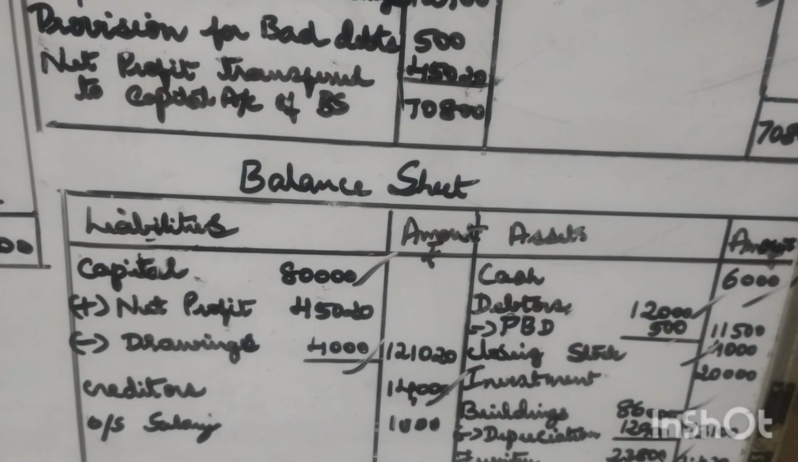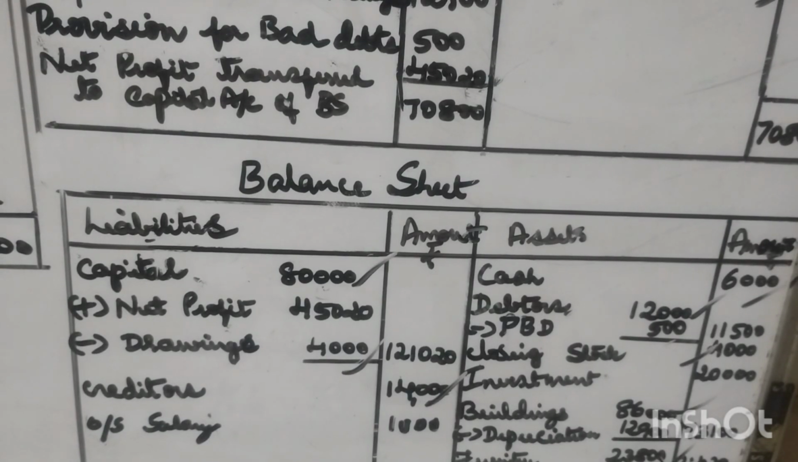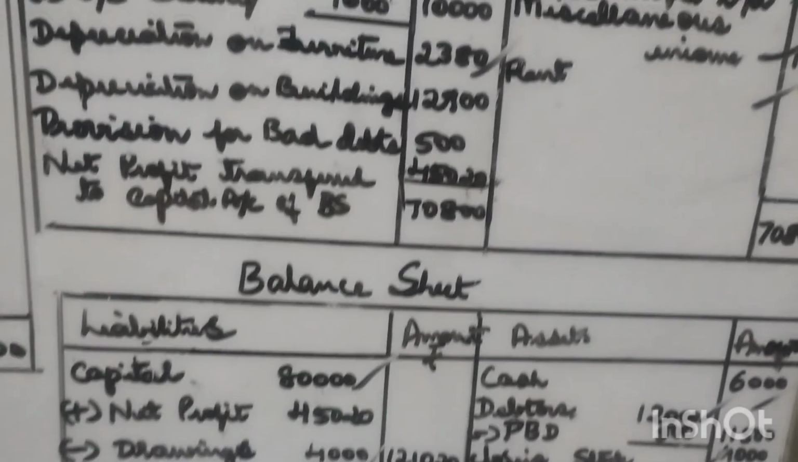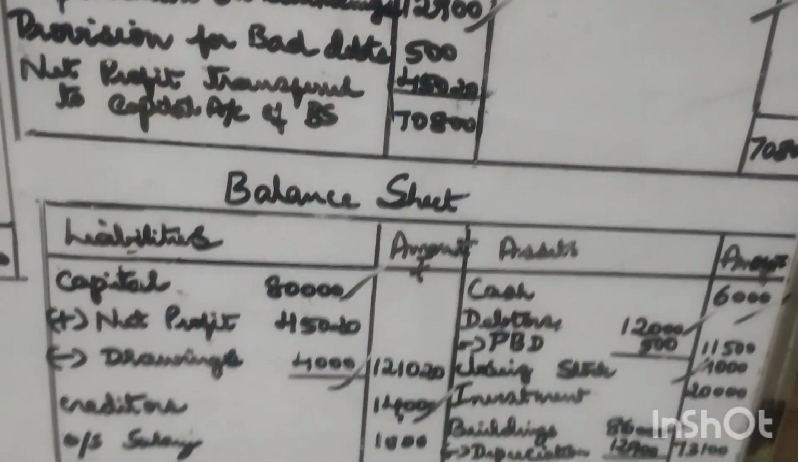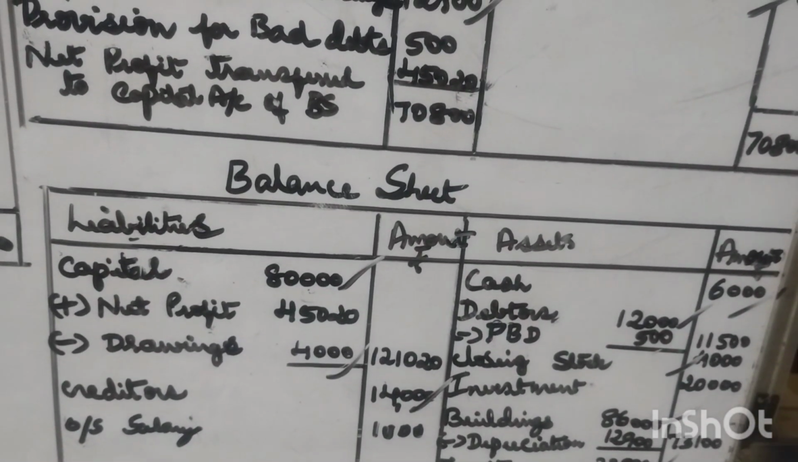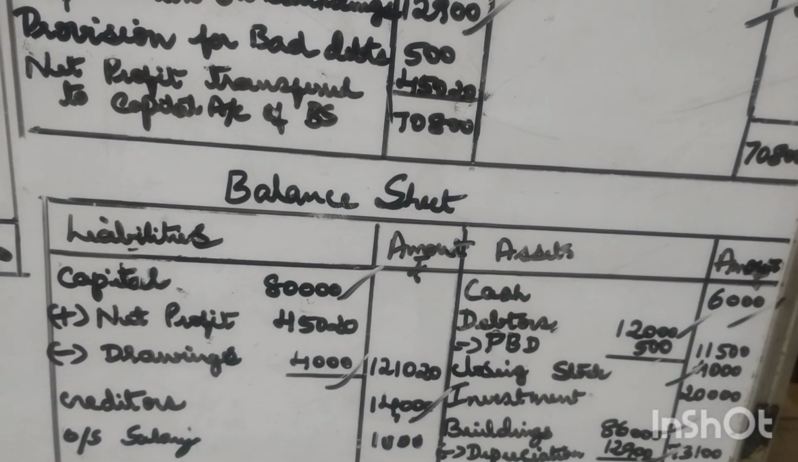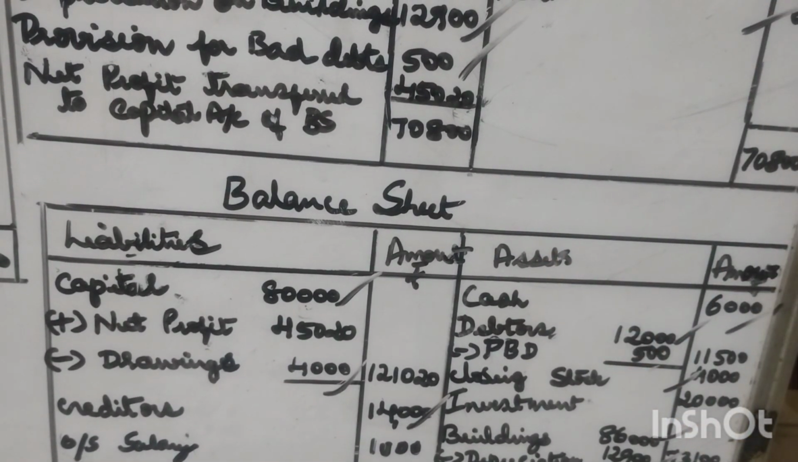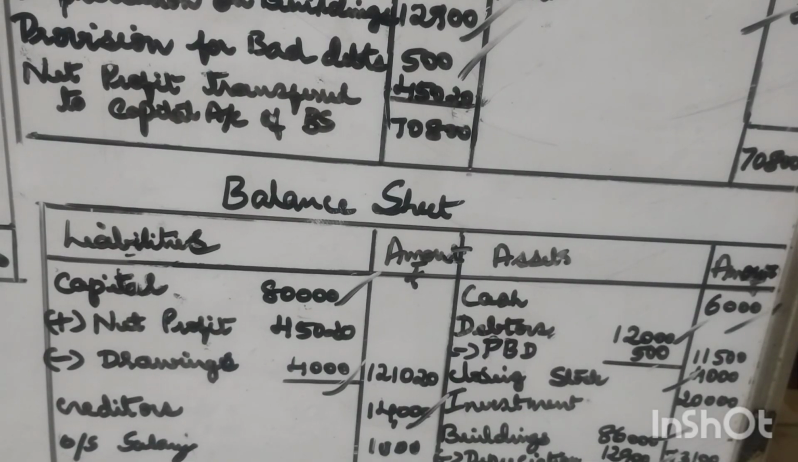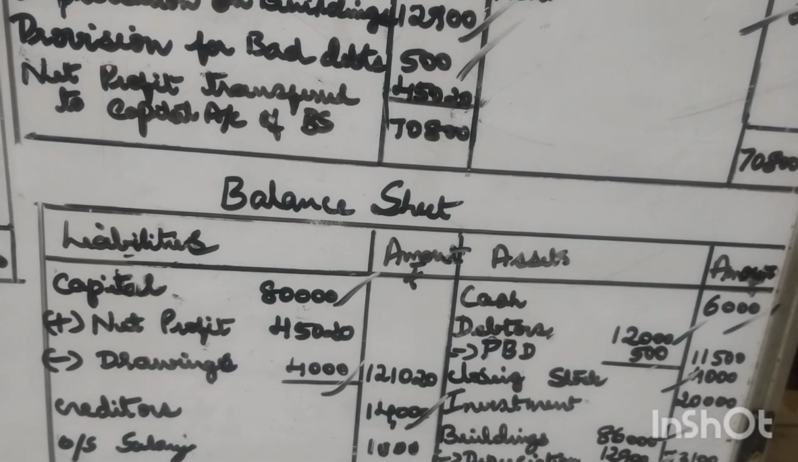Depreciation on building at 15%. The value of building is 86,000 into 15%. One entry will be under the debit side of the profit and loss account, and another entry has to be deducted from the respective fixed asset. Next, provision for bad debts, 500. That is given directly. If it is given in terms of percentage, then the provision for bad debts has to be calculated on the debtors amount. Here we need not calculate because the amount is given directly.